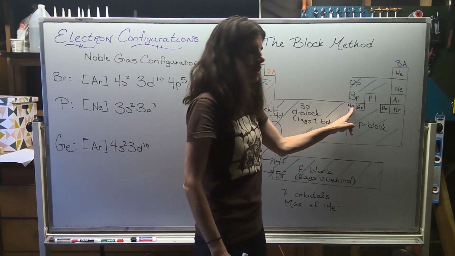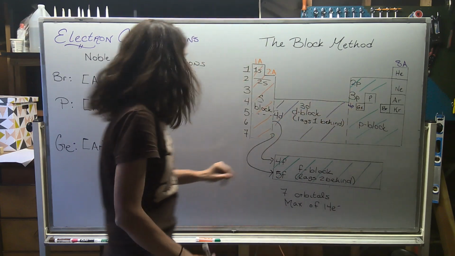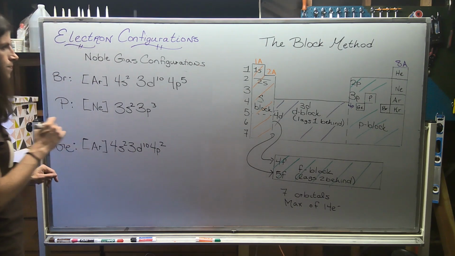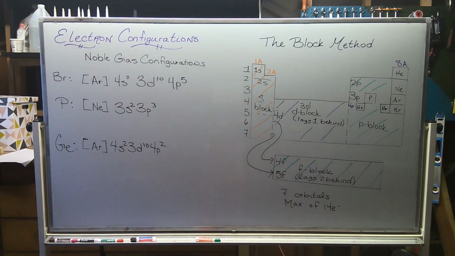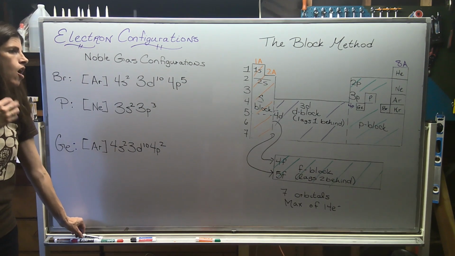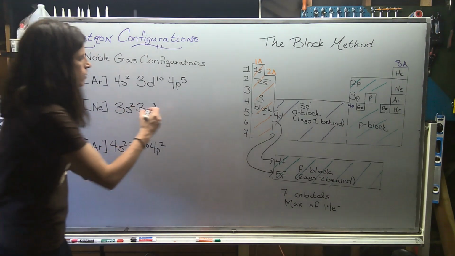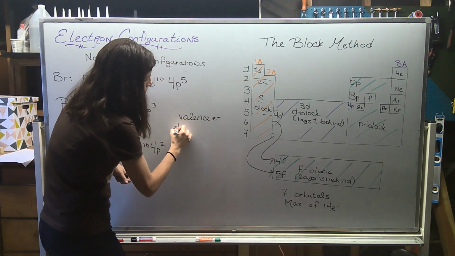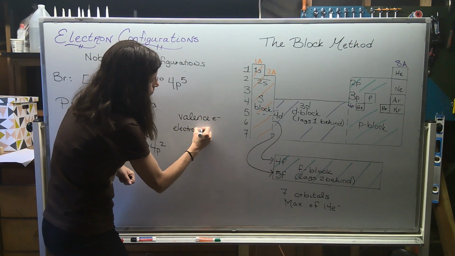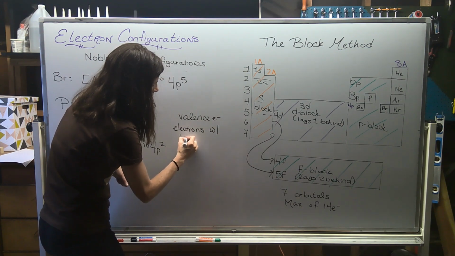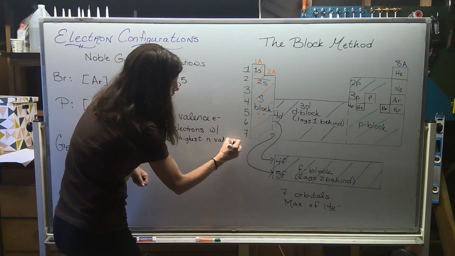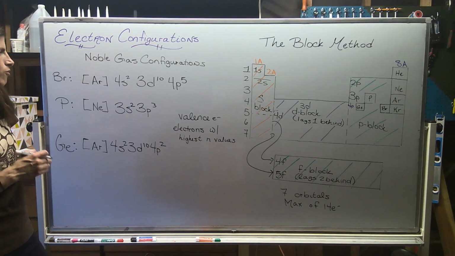And then 4p1, 4p2. And that completely takes care of the germanium. Another aspect of this to consider is our valence electrons. Valence electrons are defined as the electrons with the highest n values. It doesn't matter the energy level. It matters what is your n value out front.